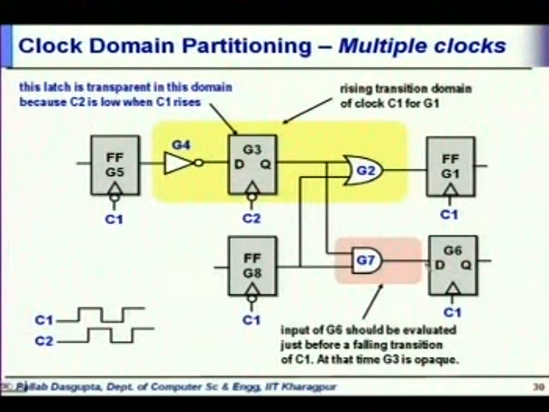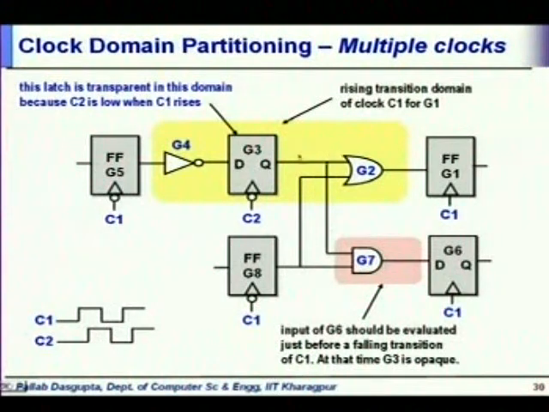So in order to evaluate that logic, that is, at the falling transition of C1, we know that G7 we have to evaluate. So we propagate back from G7. Now look at this one. This is a flip flop, right? So again, whatever value is available here is going to be taken here.